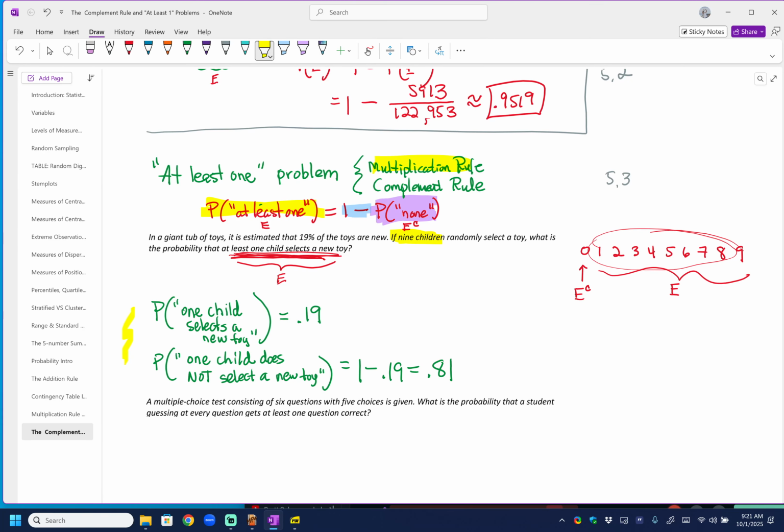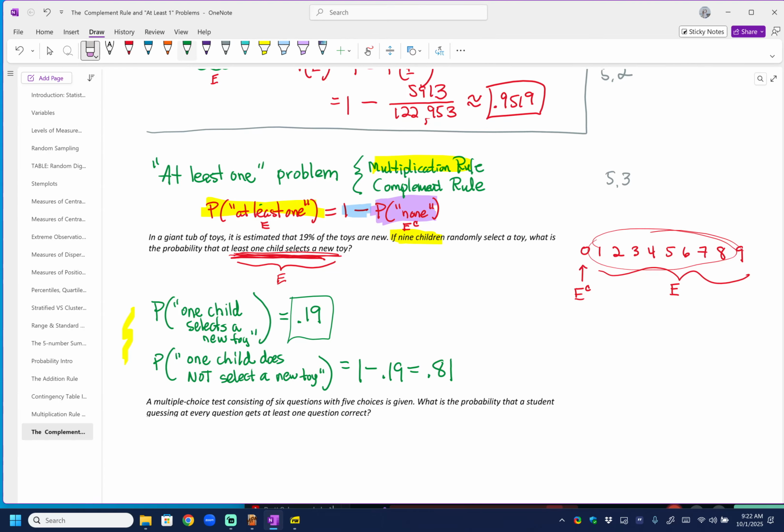Just as a random example of this, using our first probability here, if I want to know the probability that all 9 children end up with a toy, then what would that be? That would be like saying, what's the probability that child number 1 gets a new toy, and then child number 2 gets a new toy, and then child number 3 gets a new toy, and so on, until you get to the 9 children. Well, how would you find that? It actually wouldn't be too tough. You'd basically just take 0.19 to the 9th power, just like you've seen earlier in the multiplication rule section video.